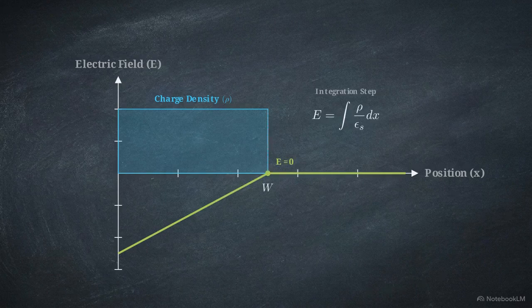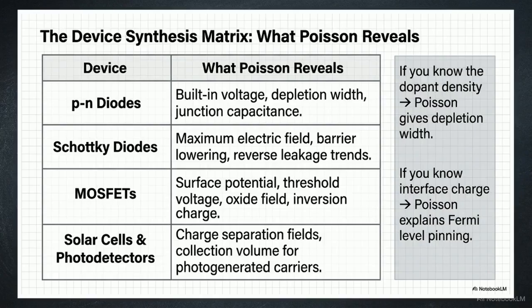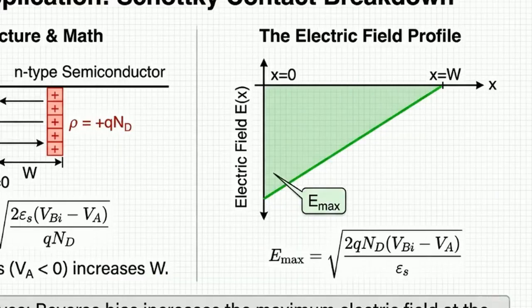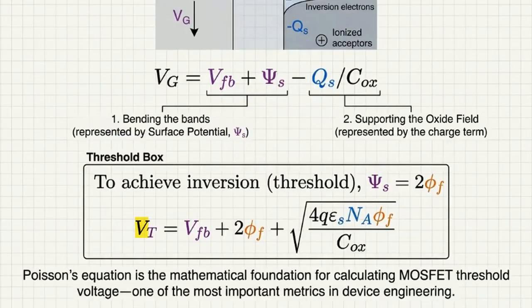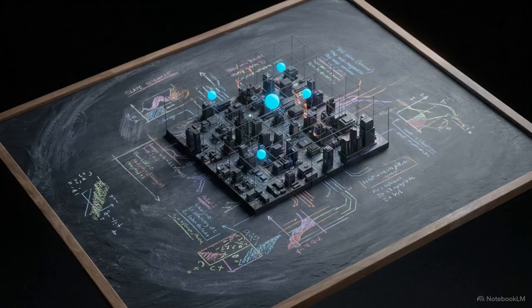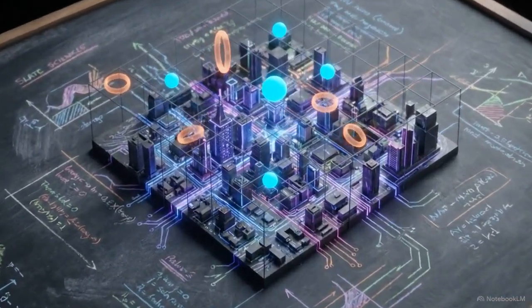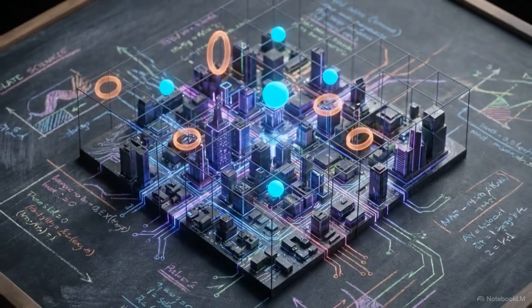Combining integration with these boundary rules converts abstract charge into specific, measurable field gradients. This identical sequence of operations forms the underlying geometry for a wide range of technologies. In a PN diode, potential curvature determines the exact physical width of the depletion region. In Schottky contacts, it dictates the triangular electric field profile that governs the breakdown voltage. It even defines the threshold voltage required to activate a modern MOSFET. Poisson's equation serves as the architectural blueprint for device engineering, linking microscopic charge distributions to the macroscopic behavior of the digital world.